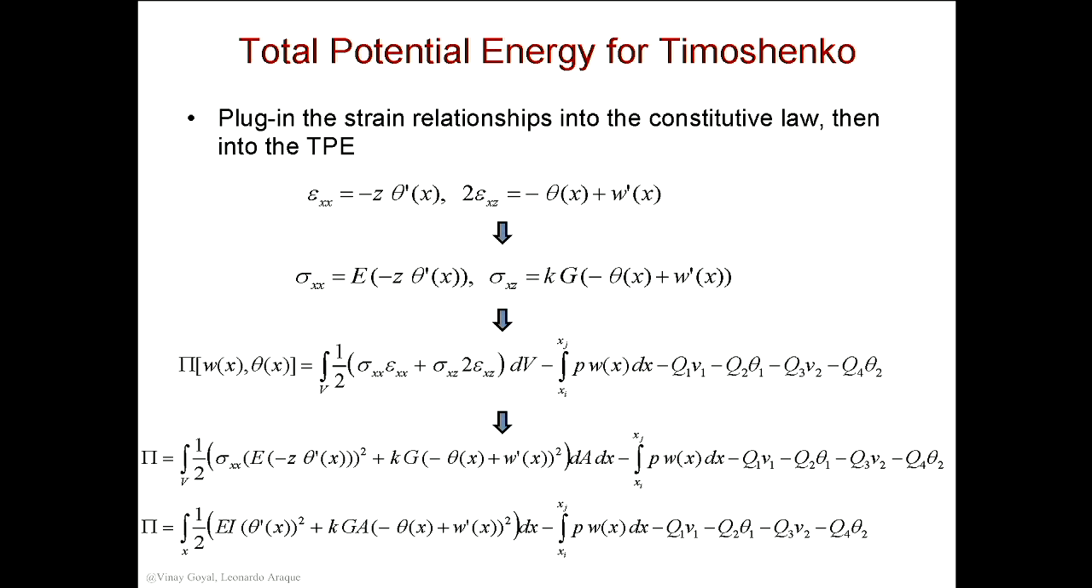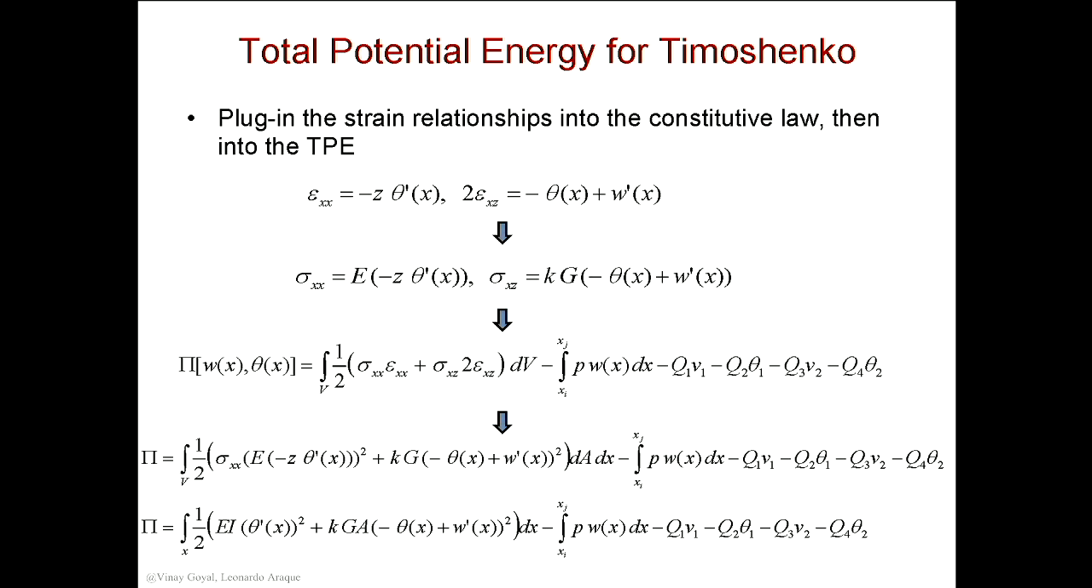If you don't follow and you don't track, do it inversely in your head. What is sigma? Quickly. What is sigma? E times epsilon. So then I get E times epsilon squared. What is epsilon? Epsilon is this. So z theta prime squared. That's what you see there. And then you can do it inversely here too. Sigma xz is twice epsilon xz. Well, what is sigma xz? Sigma xz is KG times strain epsilon xz. So then I get basically KG times epsilon xz squared, and epsilon xz is given here. So I get kg times that squared. That's another way to look at it, inversely, but you still get the same answer.